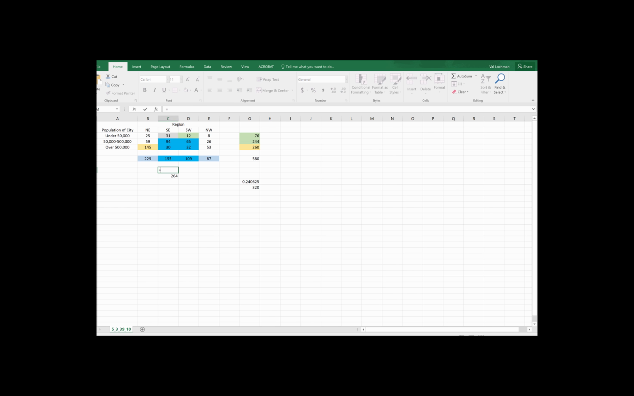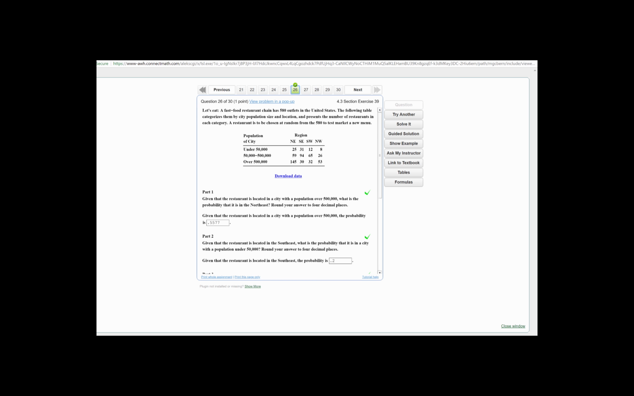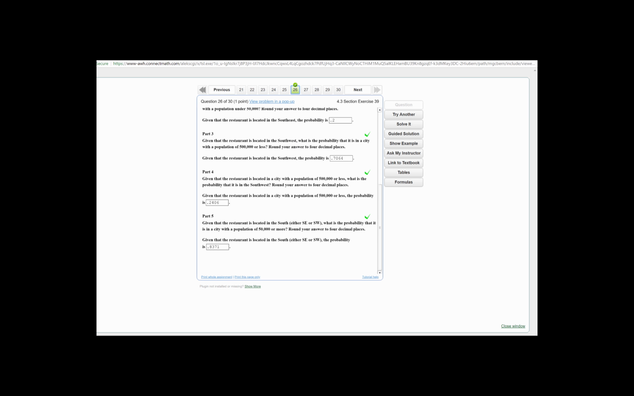Okay, so you can do this plus this plus this plus this number here. Okay, 221 out of 264. So 221 out of 264, we get 0.8371. Okay, that's everything. All right, so for this problem, what have we learned?